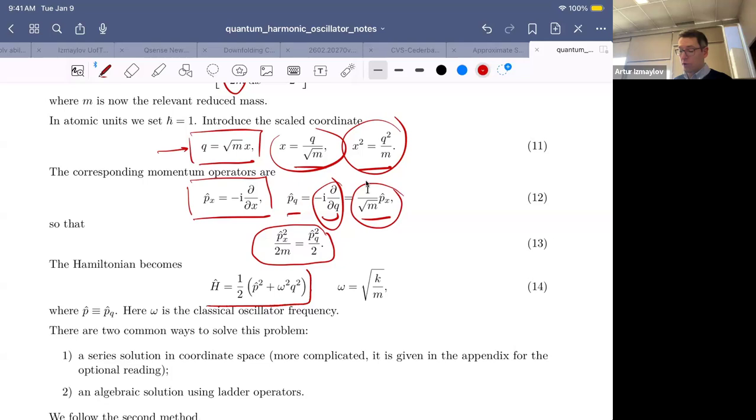And the total Hamiltonian looks like this. So now we have only one constant that is of importance, omega, and that is the square root of the ratio between the rigidity, the K, and the mass, right? So the K is the curvature.